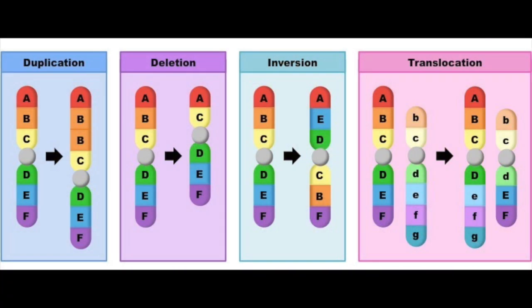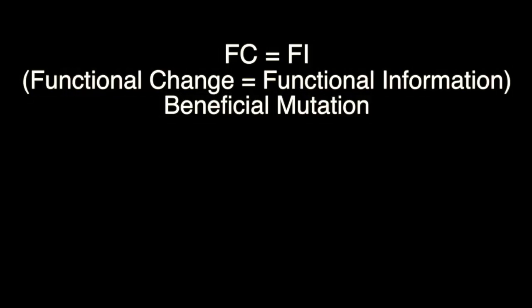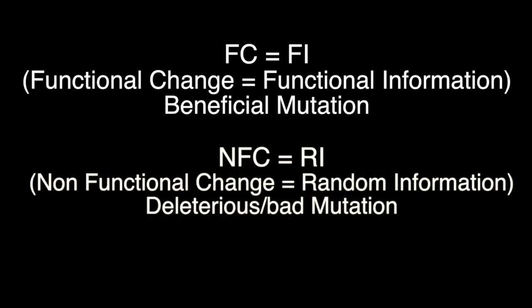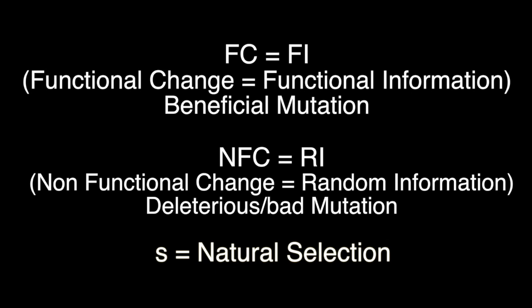When changes happen in our DNA sequence, they happen randomly. These are called mutations, but for clarity here, I'll just call them changes. These changes may be edits or duplications in existing code or the addition of entirely new code. Let's classify these changes as either a functional change, which is a change that results in functional information, or a non-functional change, in other words, a change that results in random information. So now let's bring natural selection into the equation. We will call it S.